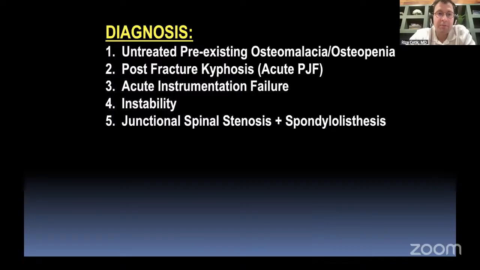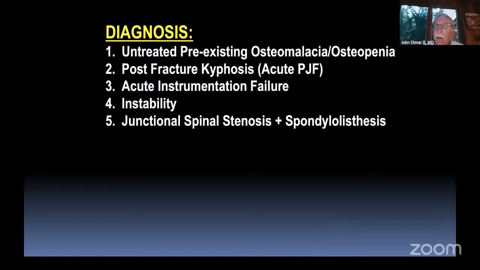So we diagnosed the patient with proximal junctional kyphosis and failure with acute instrumentation failure. There was also severe instability at that level, accompanied by severe stenosis and symptoms related to stenosis. Also, what was overlooked at the first surgery is that she had untreated pre-existing osteopenia, osteomalacia.